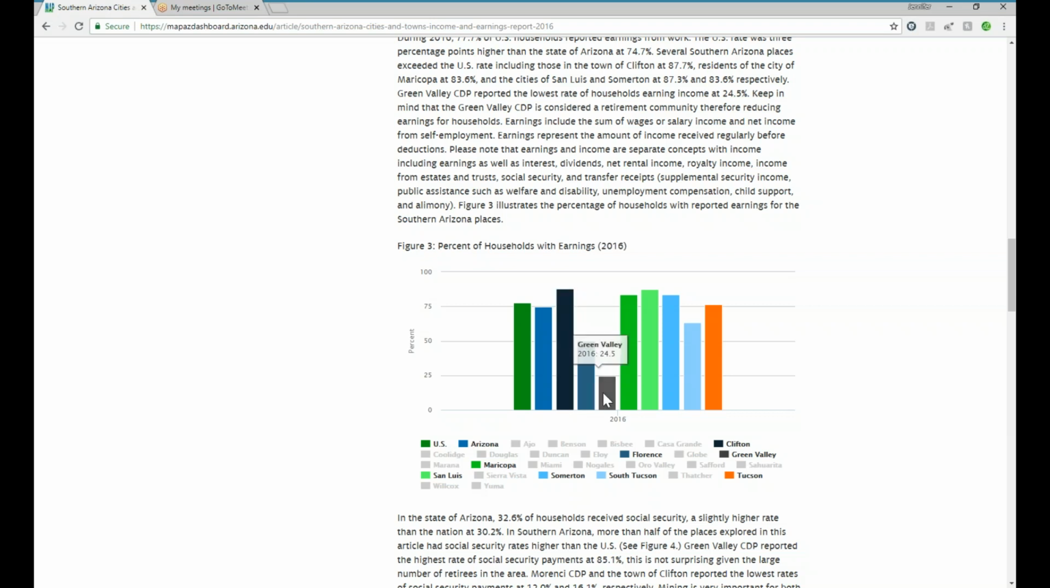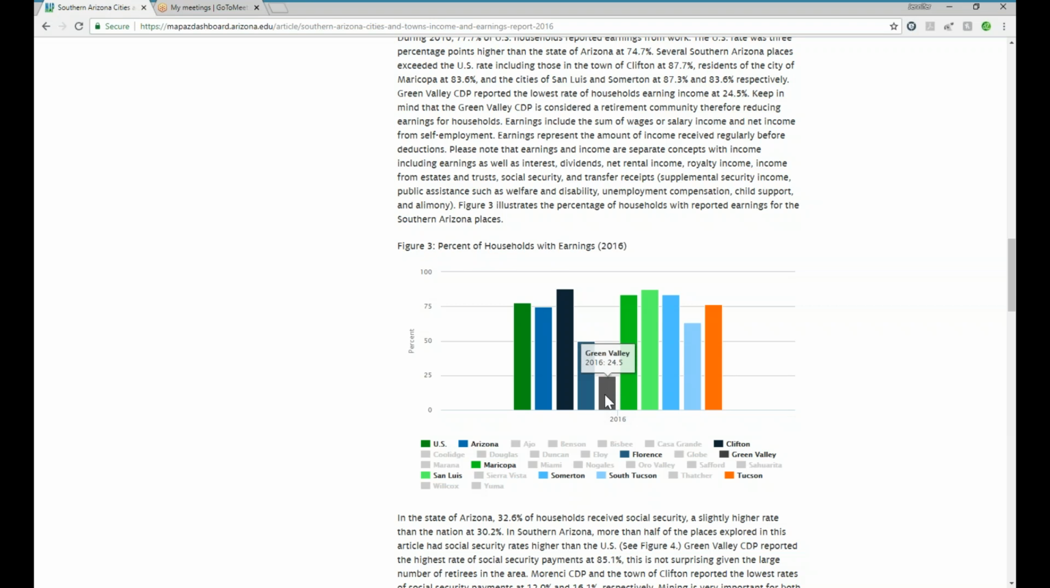And we see that Green Valley is our lowest reported geography with earnings at 24.5%. That's not surprising given what we know about Green Valley. Green Valley has a very high median age. It's often referred to as a retirement community. There's a lot of individuals that live in that community that are retirees.